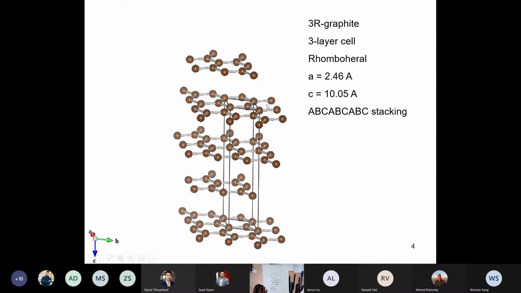There's another less common form of graphite called 3R. This is found as a component in natural graphite. It's rare to see a lot of it in artificial graphite, and we'll talk about the difference between artificial and natural graphite coming up. But in this form of graphite, the stacking is ABC, ABC, ABC. So that means it has a 3-layer high unit cell. All right.